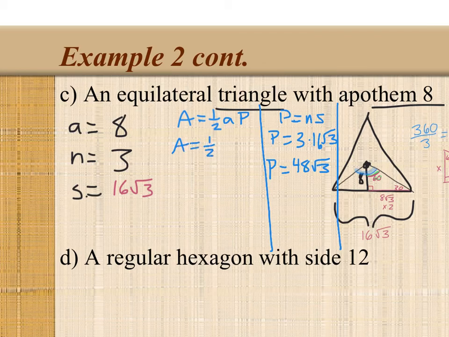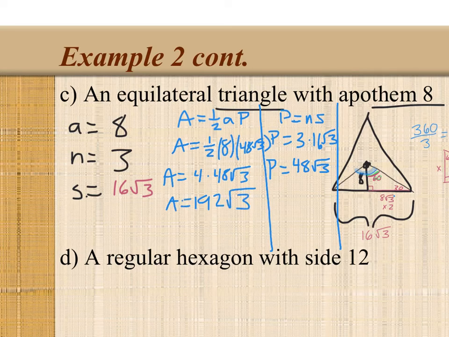So we have 1/2, our apothem is 8. So 1/2 times 8 times 48 square root 3. So we can just multiply the 1/2 times 8 and we get 4. So 4 times 48 square root 3. 4 times 48 is 192. So our area is equal to 192 square root 3. So that's our area of our triangle, and that's our perimeter.